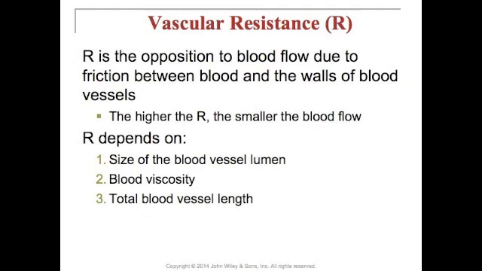Vascular resistance, or we can call this R. R is the opposition to blood flow due to friction between blood and the walls of the blood vessels. The higher the R, the smaller the blood flow. And R depends on three things: the size of the blood vessel lumen, the blood viscosity, and the total blood vessel length.